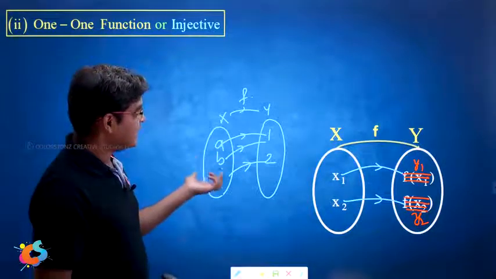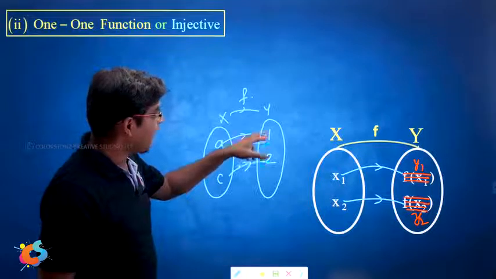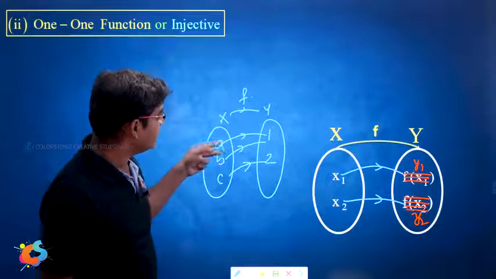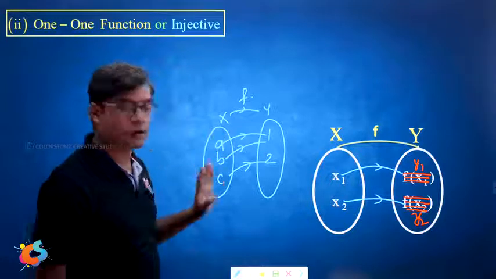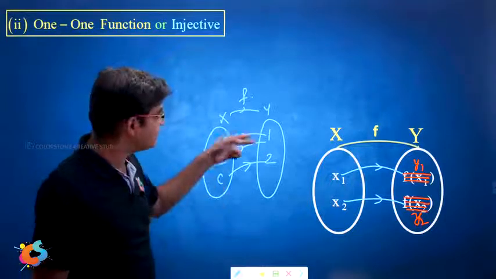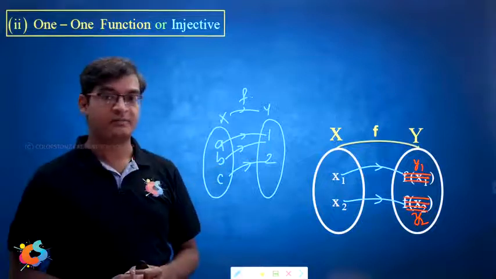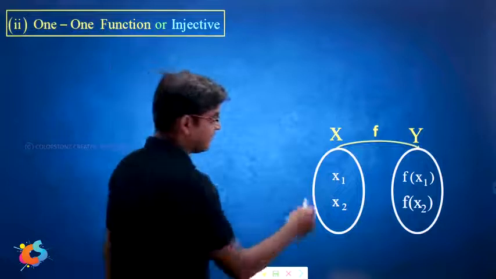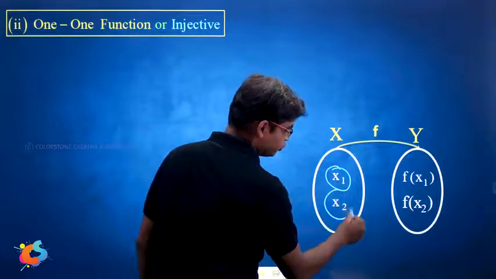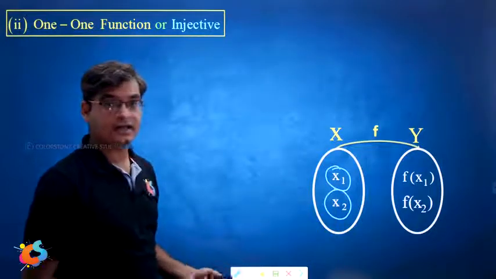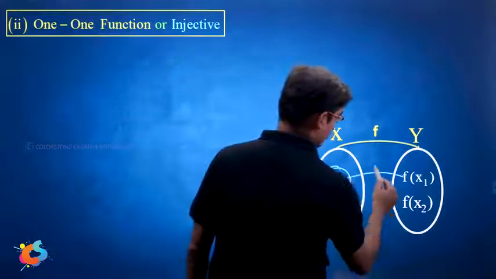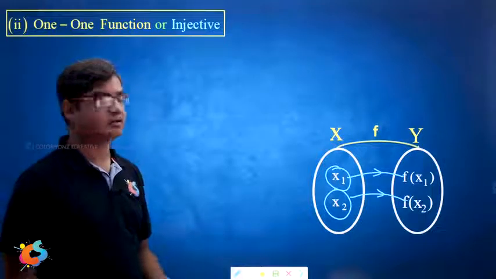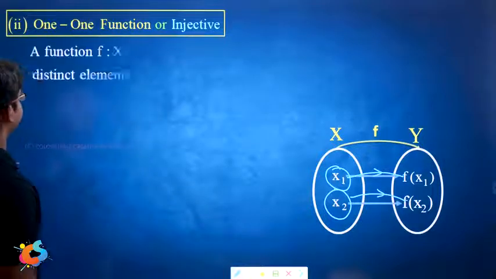There is another way of saying the same thing. If you have an element in the second set, which has more than one arrow coming, then that will not be a 1-1 function. There is another way of saying the same thing. If X1 and X2 are different, then their images also should be different. Okay, simple.